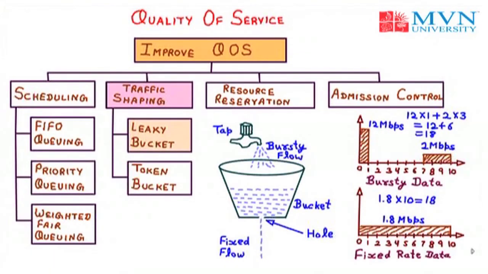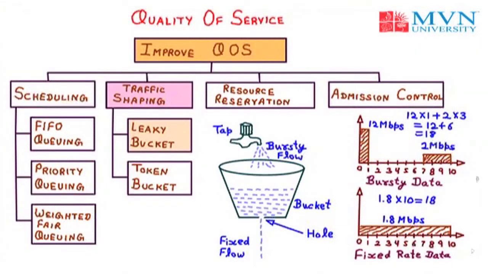So we can say that it is the fixed rate data. That means in the leaky bucket, the bursty data or the bursty flow can be converted into a fixed data rate. So with the help of these graphs and the diagram, it is quite clear that the bursty data of 12, 0 and 2 Mbps can be converted directly into 1.8 Mbps, and the data can be sent at a constant rate.